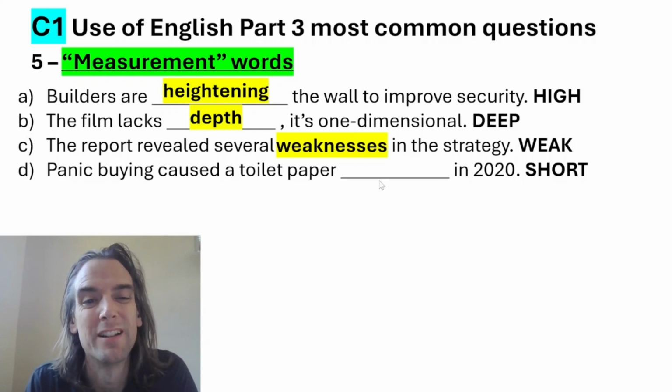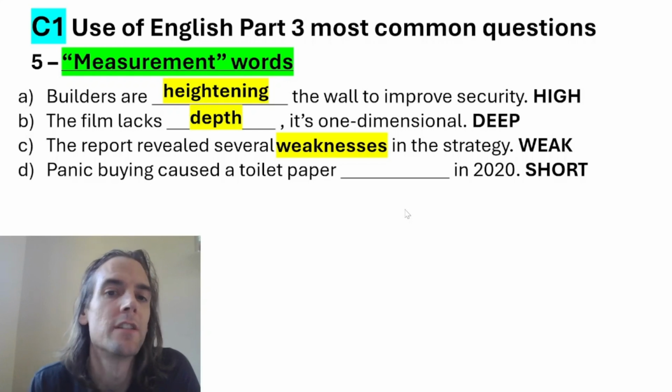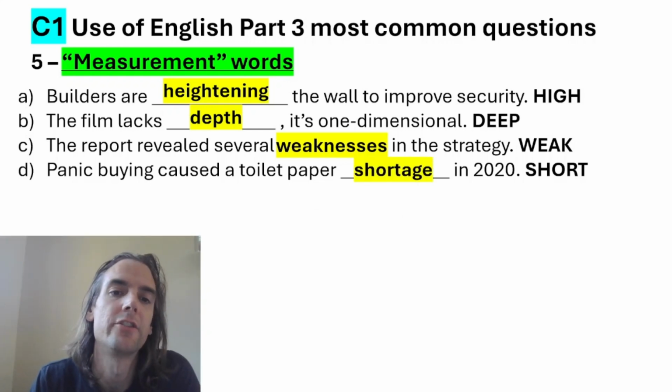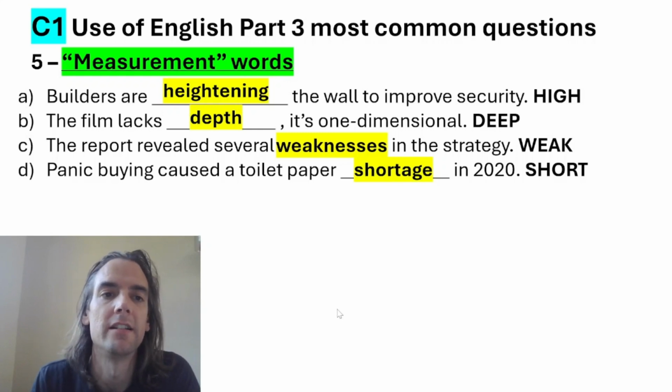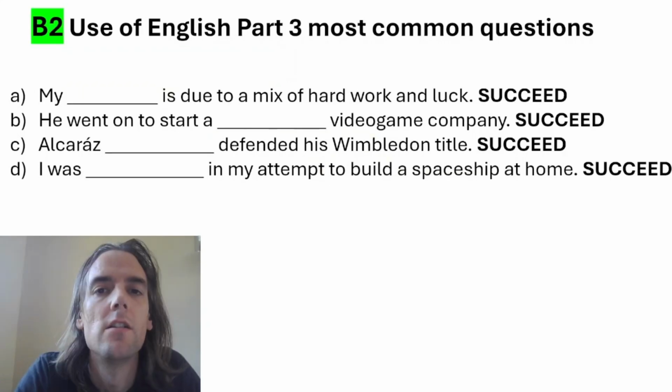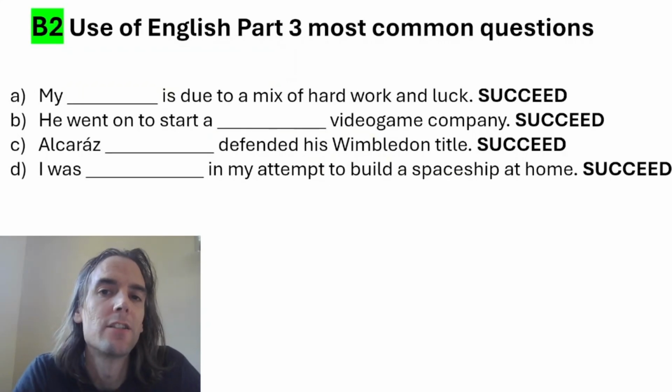And this one's a bit irregular as well. When there is not enough of something, when there is a lack of something, there is a shortage, a toilet paper shortage in the start of the pandemic. What days! We all remember those, don't we? So a bit different for these last three questions.